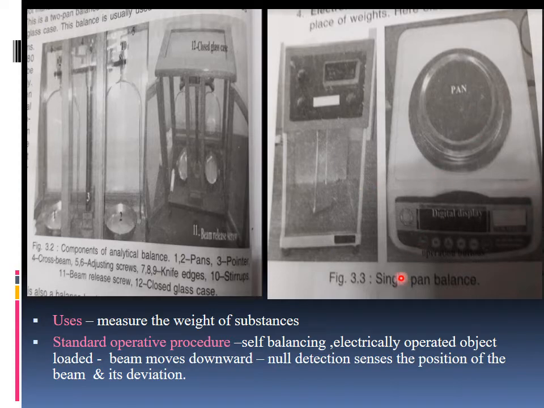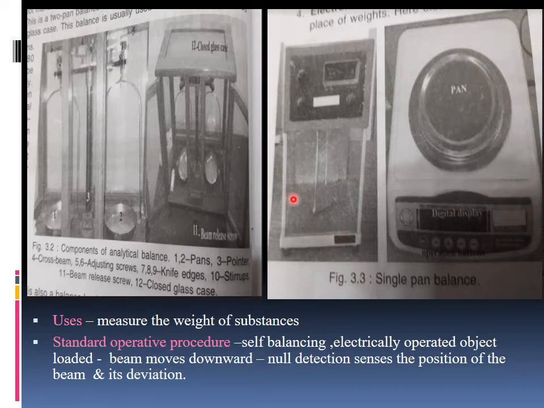This type of balance is usually used in the clinical laboratories. Most single pan balances are self-balancing, electronically operated. In this device, when the object is loaded on the pan, this is the pan, the beam moves downward. So a digital display is there. The beam moves downward as you load it with the object, and a null detector senses the position of the beam and its deviation. So here is the digital display.